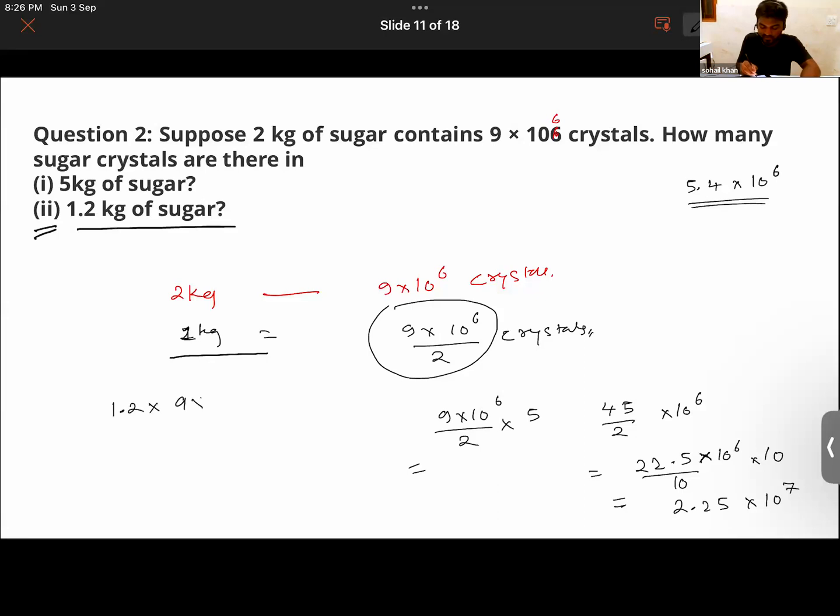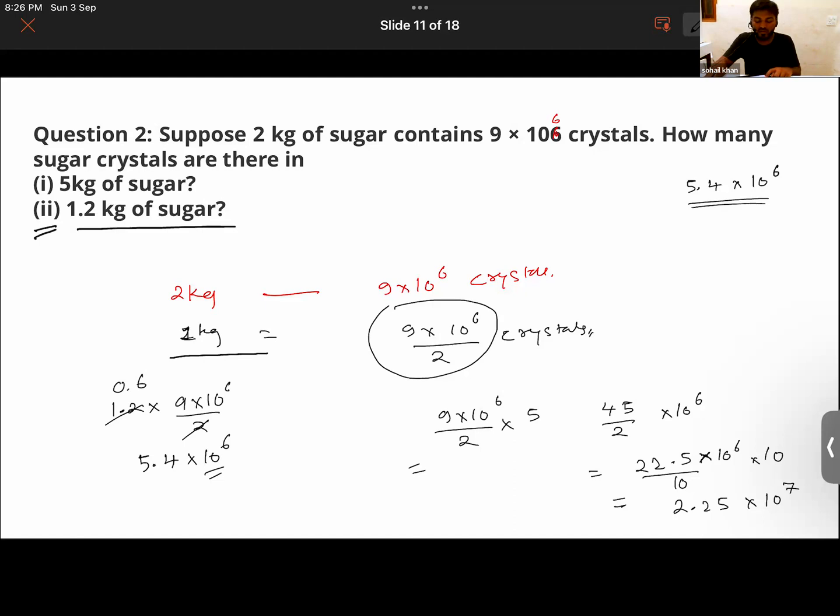1.2 into 9 into 10 raised to the power 6 upon 2. Right, so it becomes 0.6 multiplied by 9 equals 5.4. Exactly. 5.4 into 10 raised to the power 6. So this much amount of sugar crystals will be there in 1.2 kilogram of sugar. Ahmed, got it or not?